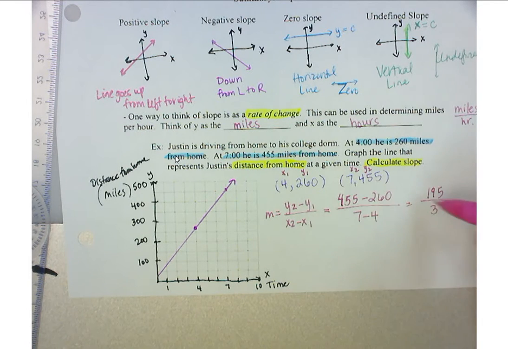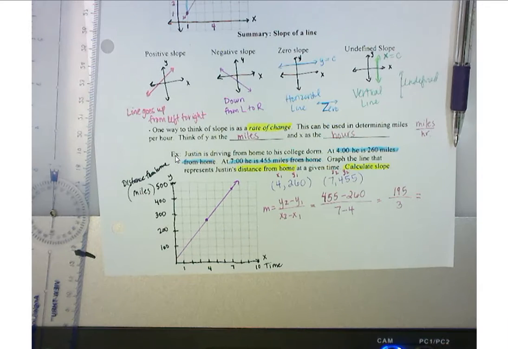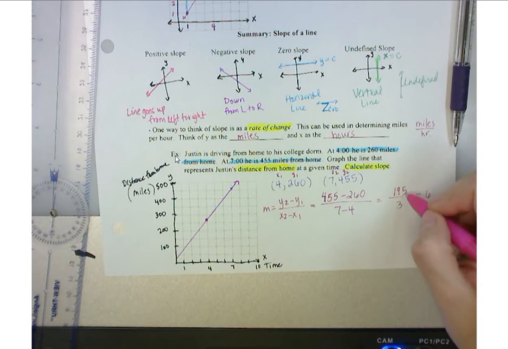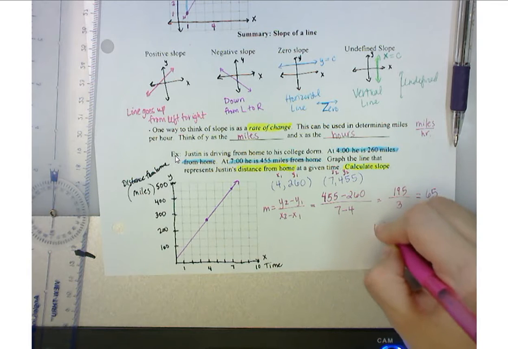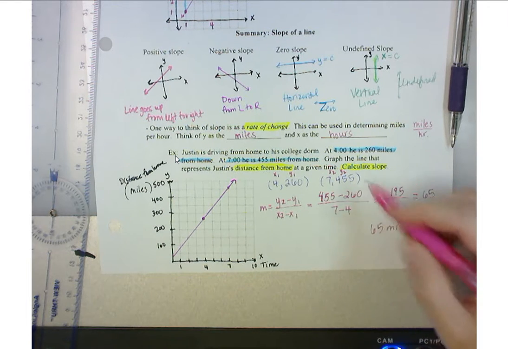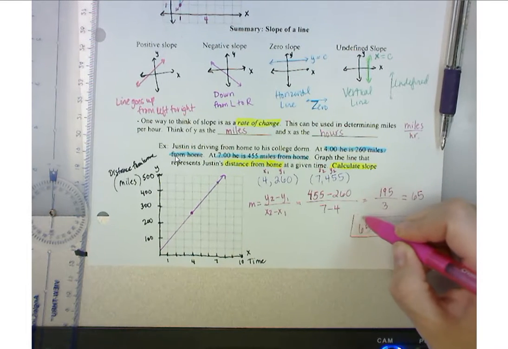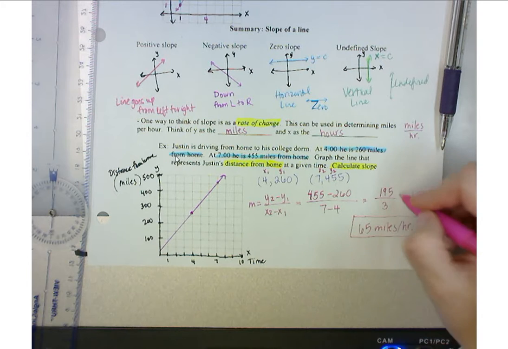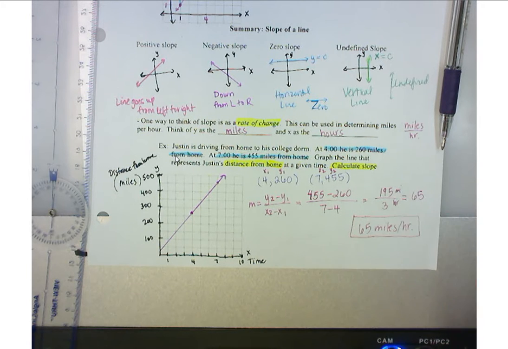Okay, and then how many times does 3 go into 19? 6 times, because 6 times 3 is 18. So you'd have 1 left over. So if you bring down the 5, 1 and 5, how many times does 3 go into 15? 5 times. So that's how you could get 65. So this would be 65 miles per hour. Okay, and again, that's because your y is in miles. This would be in hours.